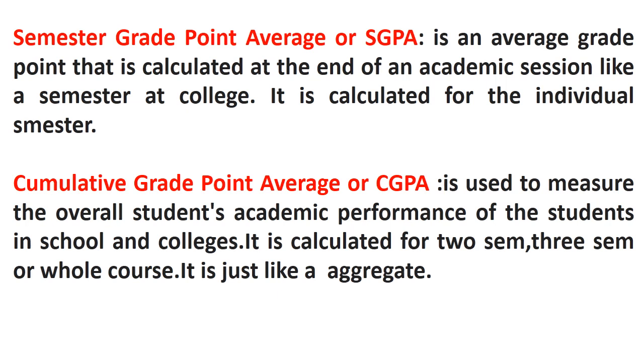It is used to measure the overall academic performance of the students in school or colleges. It is calculated for 2 semesters, 3 semesters or whole courses. It's just like an aggregate. If you want to calculate the CGPA, we should focus on the first, second, third, fourth, fifth, sixth, seventh, eighth semesters, not only a single semester. It cannot be calculated for a single semester. That is what cumulative grade point average or CGPA is.